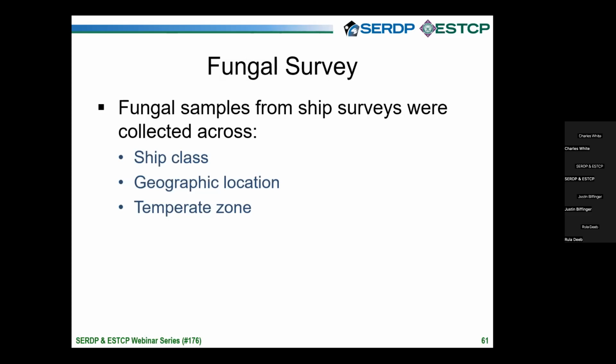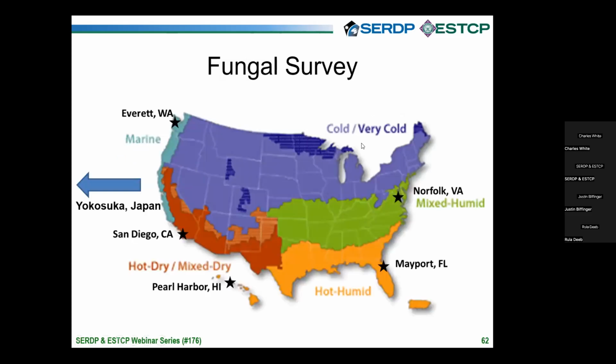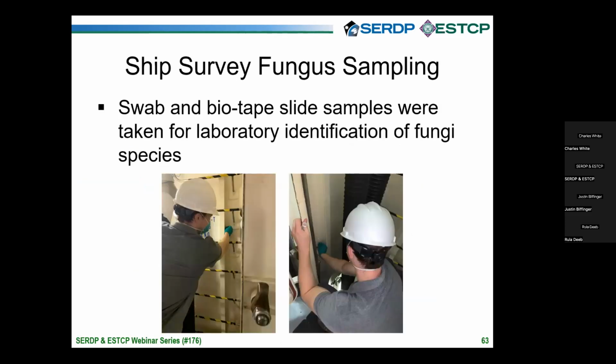During the surveys, we made special effort to collect samples across ship class, geographic location, and temperate zone, represented on this slide, where the areas of the survey included Norfolk, Virginia; Mayport, Florida; Pearl Harbor; San Diego, California; Everett, Washington; and Yokosuka, Japan. You can see the temperate zones where these samples were collected and where the focus of our efforts went, representative of where the fleet operates around the United States.